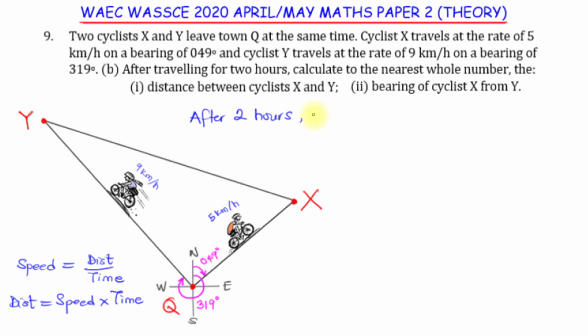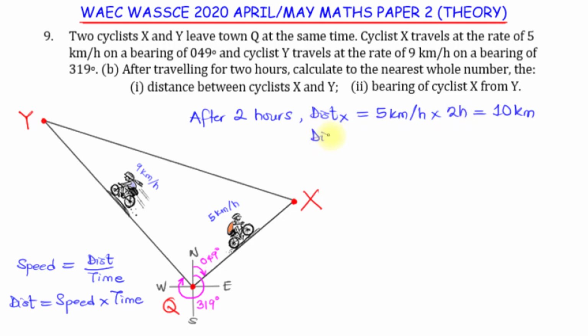the distance covered by cyclist X will be his speed multiplied by the time, and the speed we are given already as 5 kilometers per hour multiplied by the time, which is 2 hours. Now 5 times 2 is 10, but here we have kilometer per hour multiplied by hour. Now per hour means divided by hour, then multiplied by hour. You can see the hours will cut out and we have only the kilometer left.